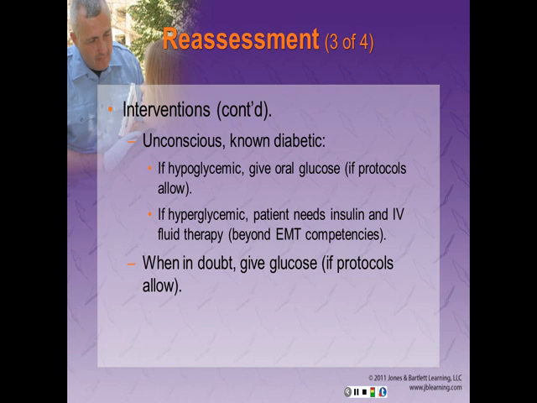If it's a hyperglycemic crisis, patients need insulin and IV fluid therapies, and EMTs, even paramedics, do not give insulin in Montana. However, we may start IV fluids. When in doubt, err on the side of giving glucose if you do not know their exact blood sugar number.